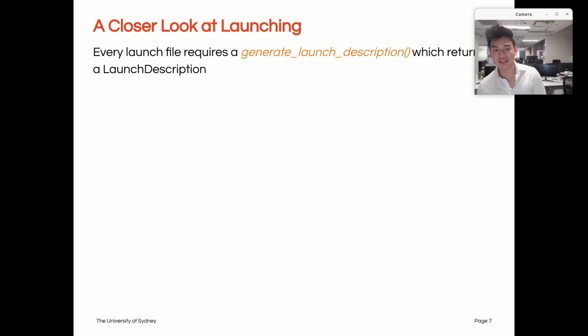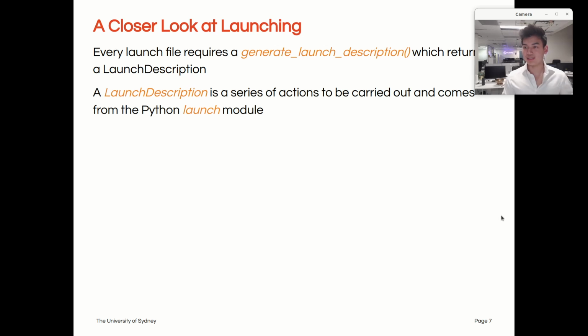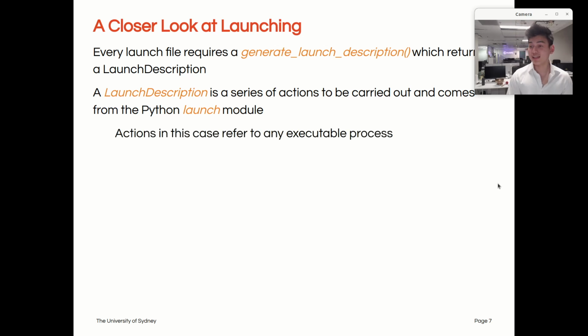So naturally, the next question might be, what is a launch description? Well, a launch description is just a sequence or a series of actions to be executed. And then you may ask, what is an action in this case? An action is literally just any executable process. Anything that you can start, anything that is a task that you can start to perform some sort of computation, analysis, data gathering, that is an action, any executable.